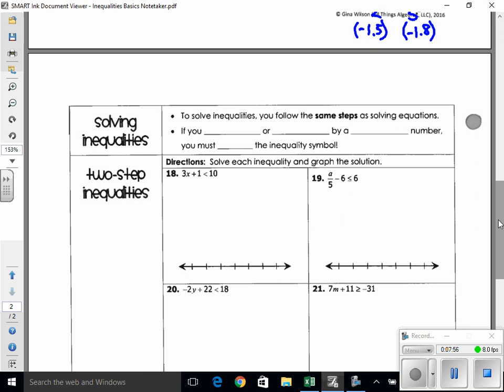All right, so if you look at the top where it says to solve inequalities, you follow the same steps as equations. But here's the big one, and put next to it some stars, highlight it, do something to make it stand out. If you multiply or divide by a negative number, you must flip the inequality symbol. That is the one major rule that is different than equations, and that's the one you've got to watch out for. Each time I'll be asking you, and we'll be talking about, do you need to flip?